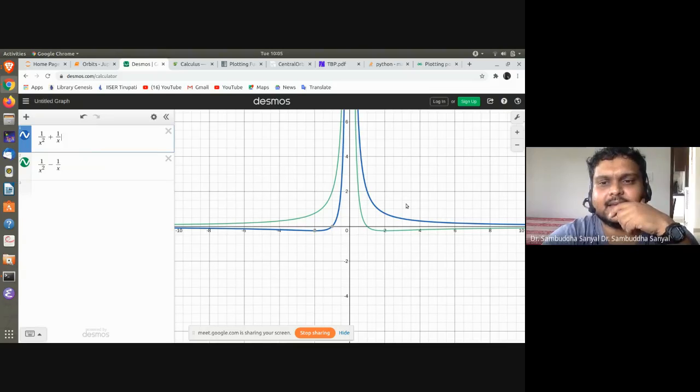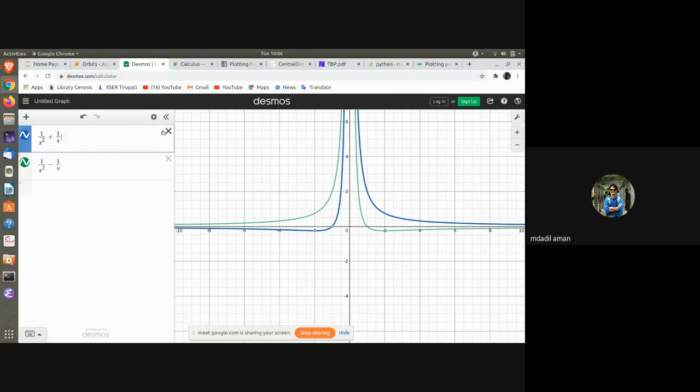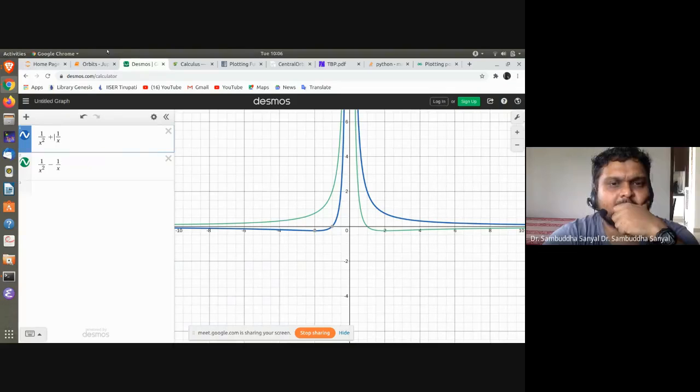That's what I wanted to say. But if I plotted something else, for 1 by x square, if you have inverse square law, in both cases, repulsive and attractive, we can have bound states. What do you mean by acceptable bound state? How can you have an acceptable bound state?